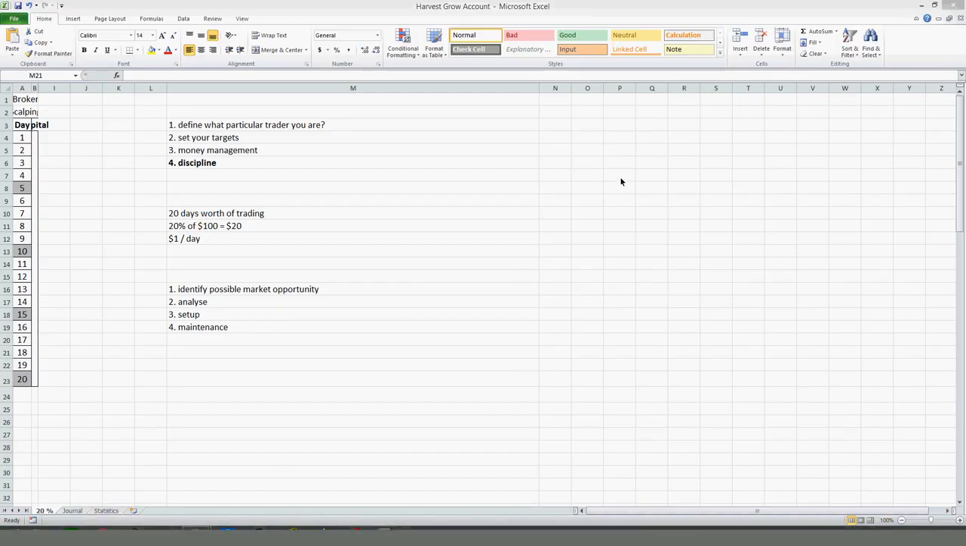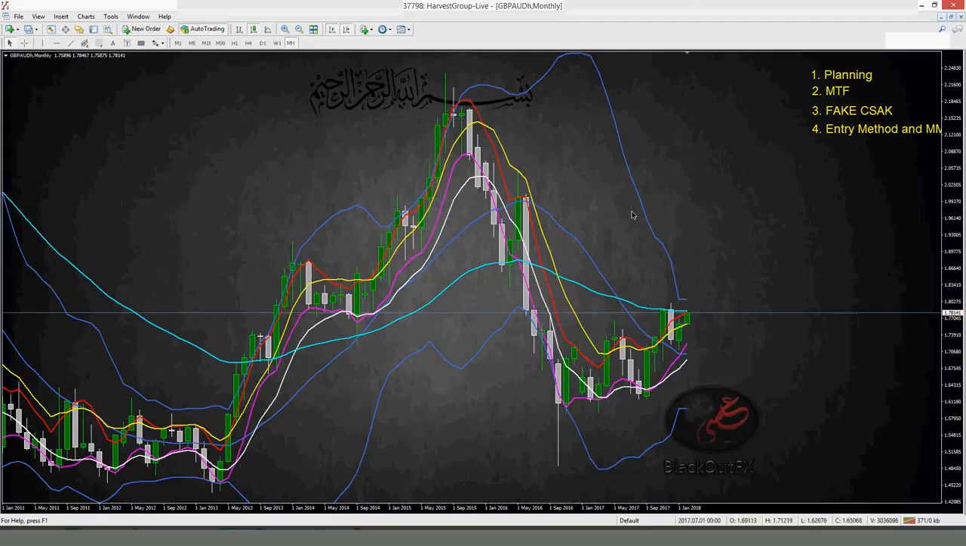Okay, can you guys see the Excel spreadsheet? So before we even do trading, we do need to make sure that we plan how we are going to trade. There are a lot of things that you need to consider before you even do your trading.